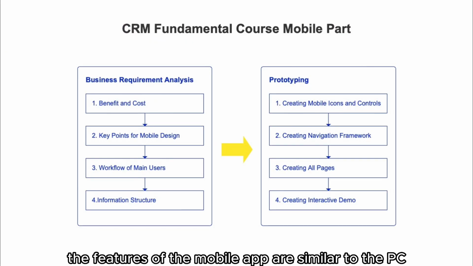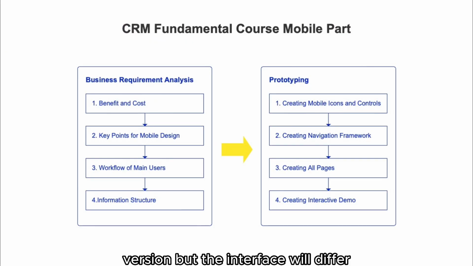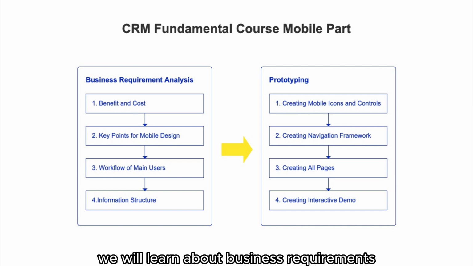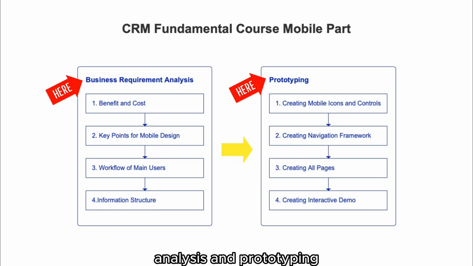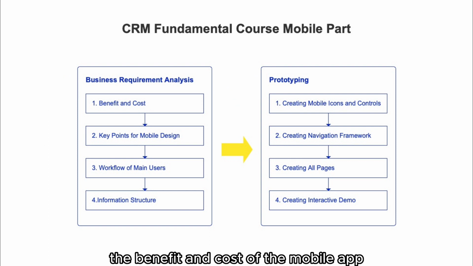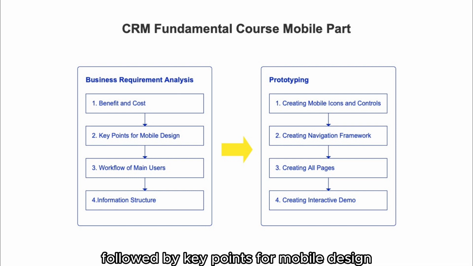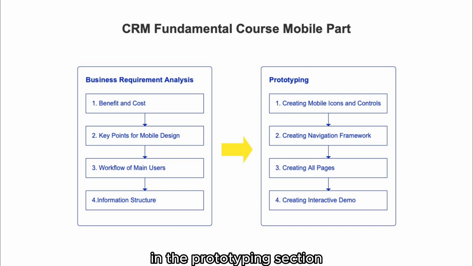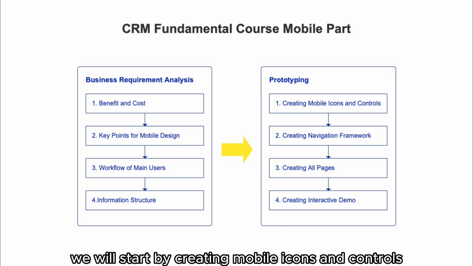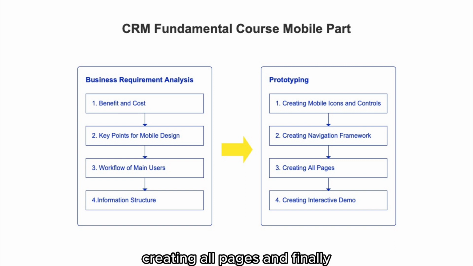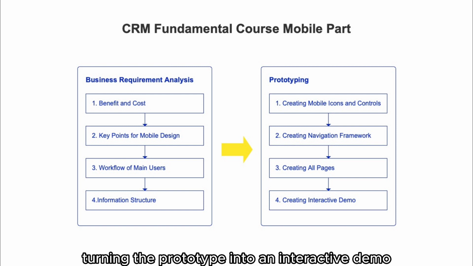The features of the mobile app are similar to the PC version, but the interface will differ. In this mobile part of the CRM Fundamental Course, we will learn about business requirements analysis and prototyping. First, we will introduce the benefit and cost of the mobile app, followed by key points for mobile design, workflow of main users, and the information structure. In the prototyping section, we will start by creating mobile icons and controls, then move on to creating the navigation framework, creating all pages, and finally, turning the prototype into an interactive demo.